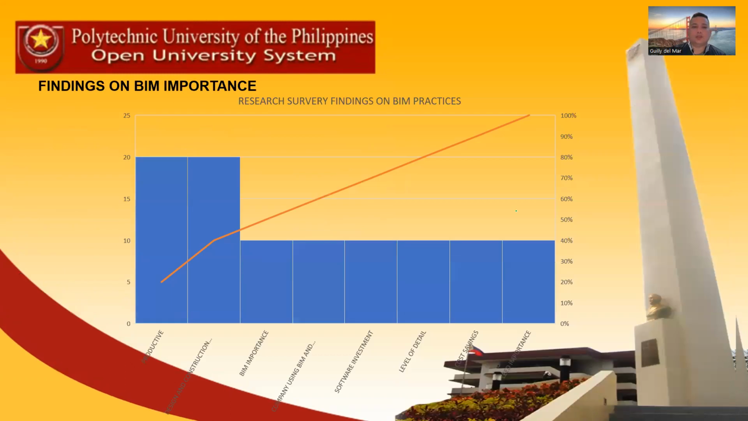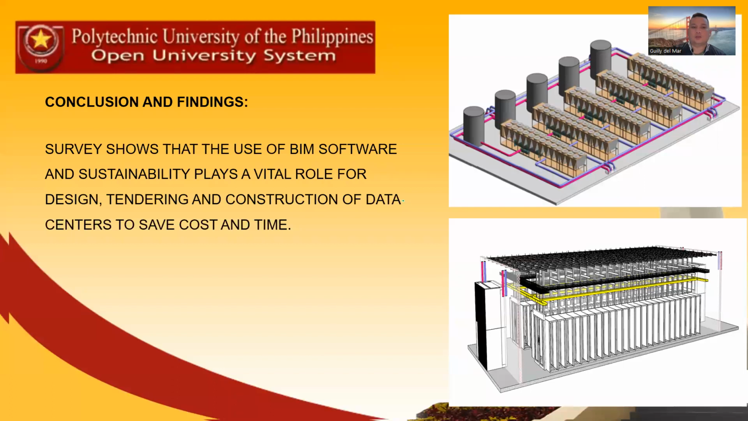So in my research, the BIM importance has very productive design and construction, BIM importance, companies using BIM, software investment, level of details, in which you can see in the graph that there is an advantage of using BIM to minimize the cost and things that are not necessary in the construction. So the conclusion: surveys show that the use of BIM software plays a vital role in design, tendering, construction, and data, so save cost and time.